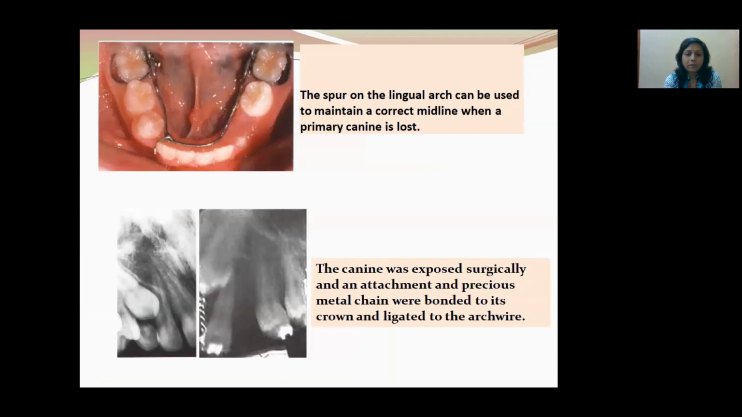In this primary dentition, the spur on the lingual arch can be used to maintain a correct midline when a primary canine is lost prematurely. In case of impaction, the canine was exposed surgically and an attachment was bonded to it with a precious metal chain, and the crown is pulled towards the occlusal line.